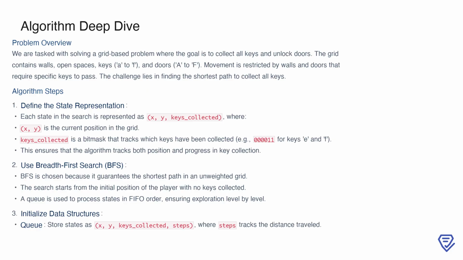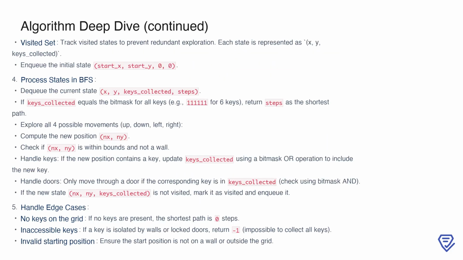The search begins from the player's initial position, and a queue is used to process states in the correct order. To get started, we initialize our data structures, with the queue storing states as tuples of position, keys collected, and the number of steps taken so far. Additionally, we use a visited set to ensure that no state is processed more than once, which prevents redundant computations.